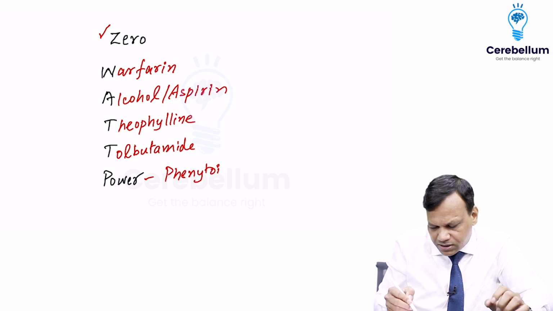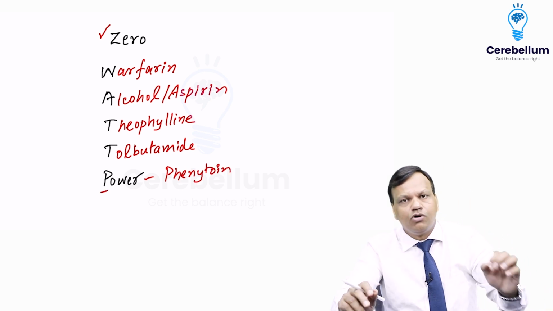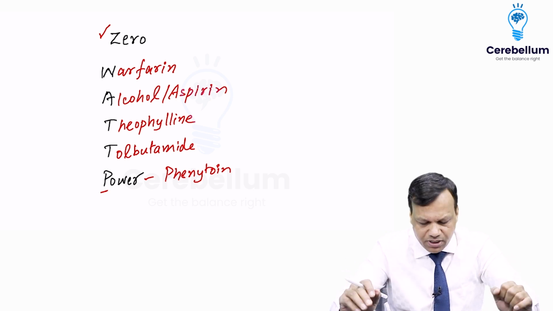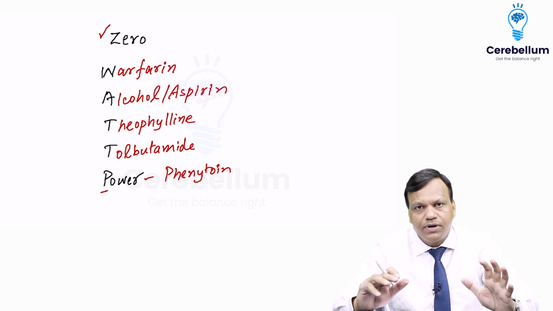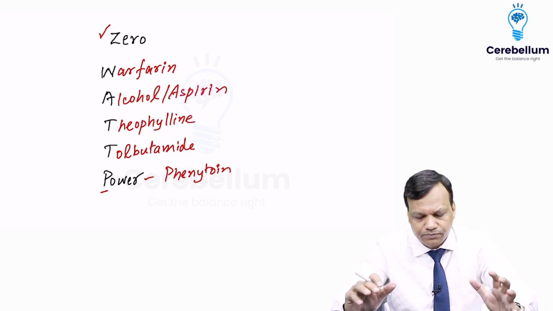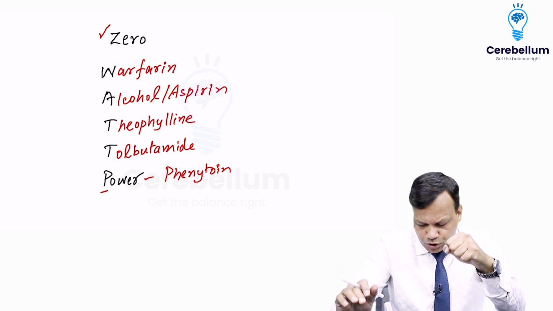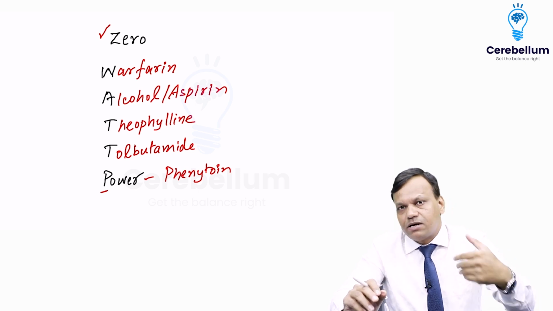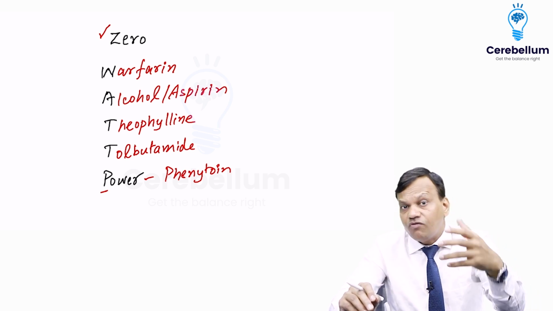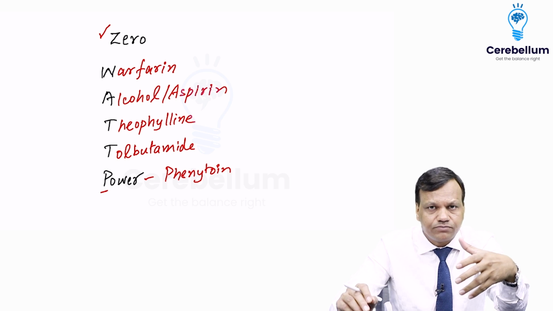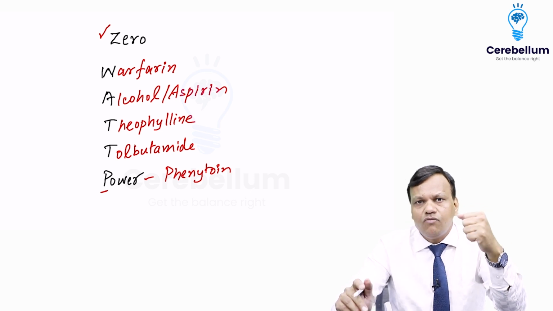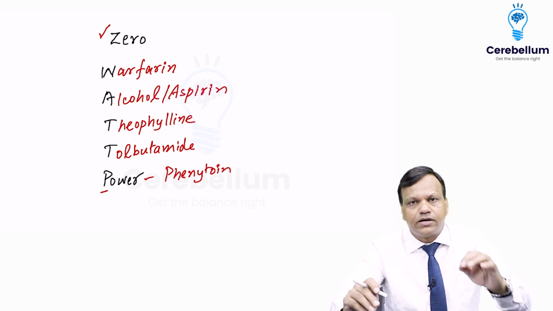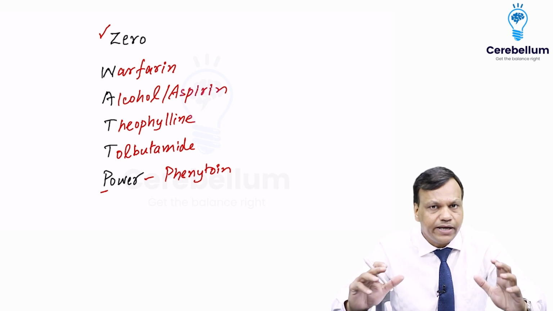So these are the important drugs which follow zero order kinetics: warfarin, alcohol and aspirin, theophylline, tolbutamide, and phenytoin. Now the most important question is, why do some drugs follow first order kinetics and some drugs follow zero order kinetics? On which factor does it depend? And the second important question: what is the clinical importance, what difference does it make whether a drug follows first order or zero order kinetics?